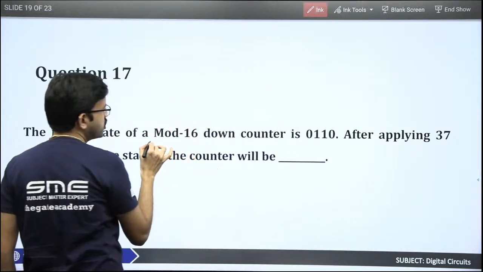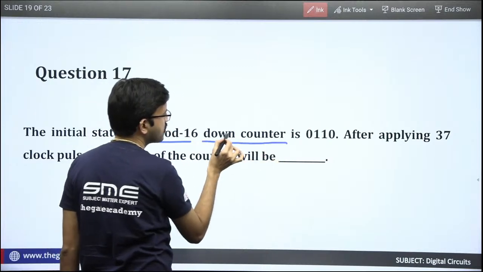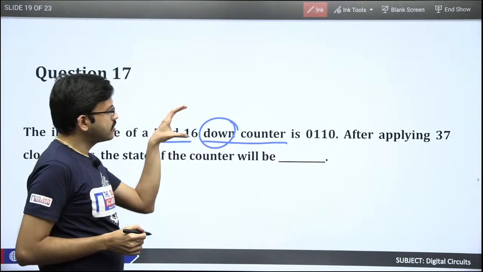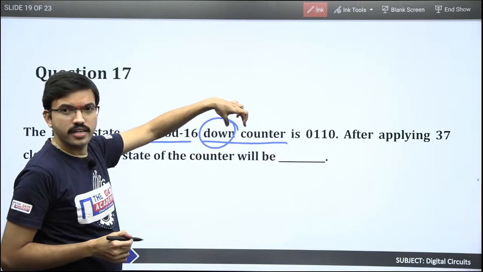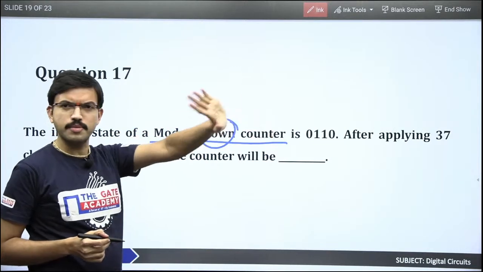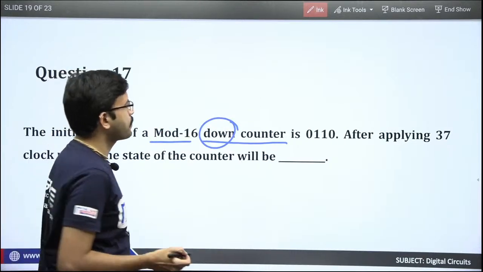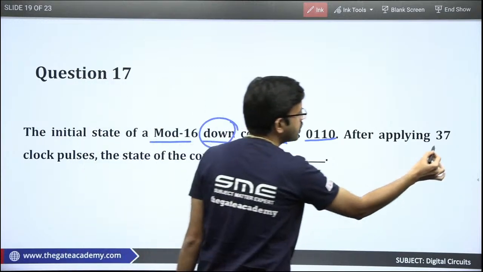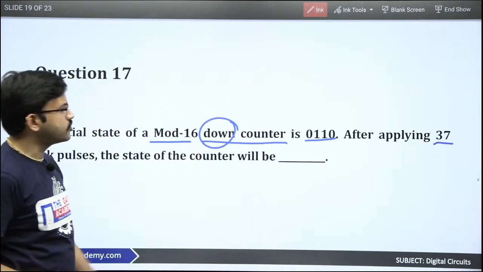See, here they have mentioned mod 16 down counter. Underline this word, this is very important. If you recognize this word, then you will get the correct answer, damn sure. Here they have given the initial state like this. After applying 37 clock pulses, what is the state of the counter?